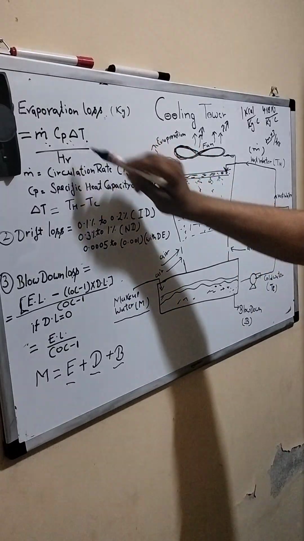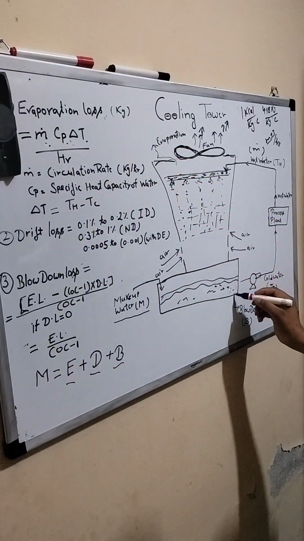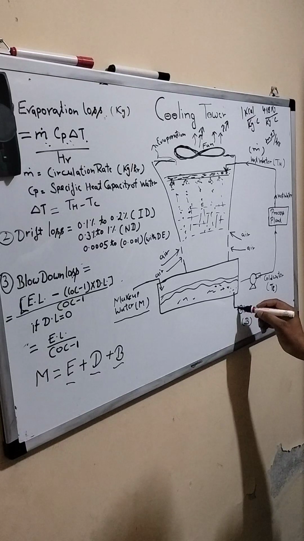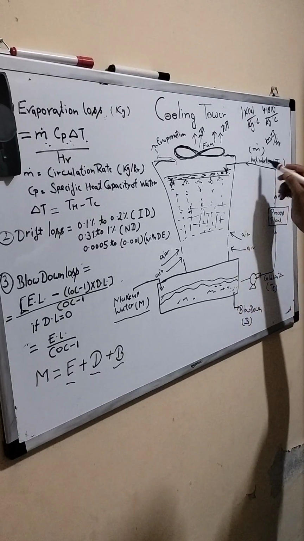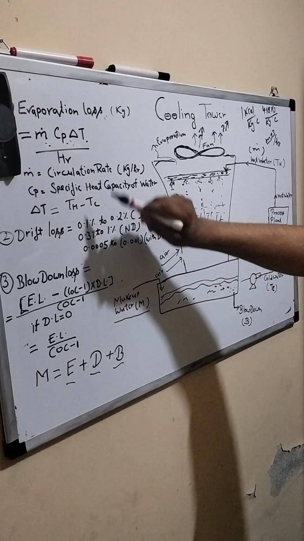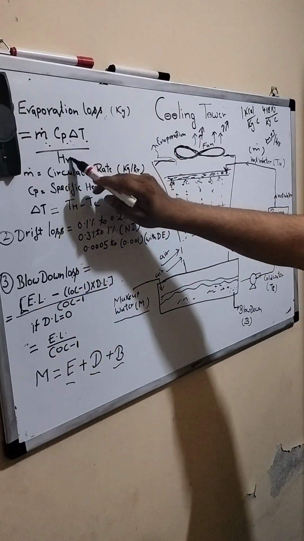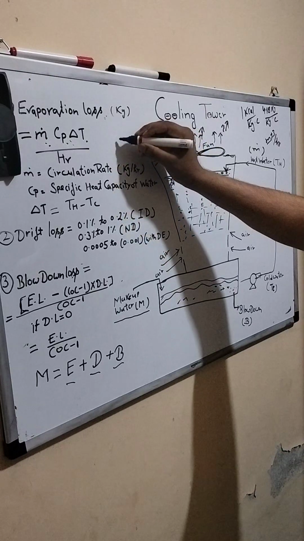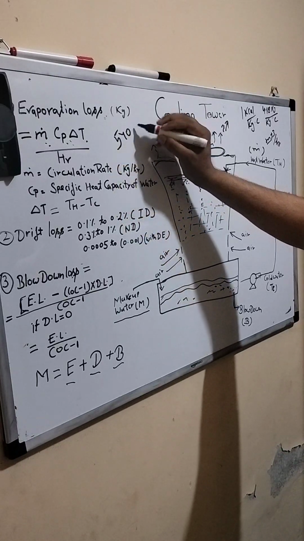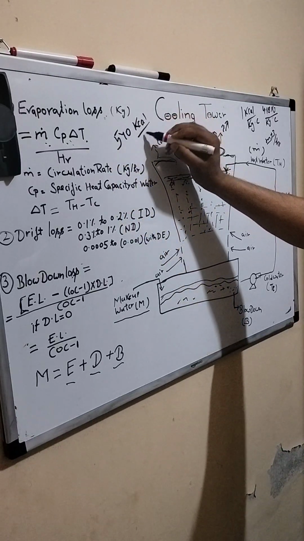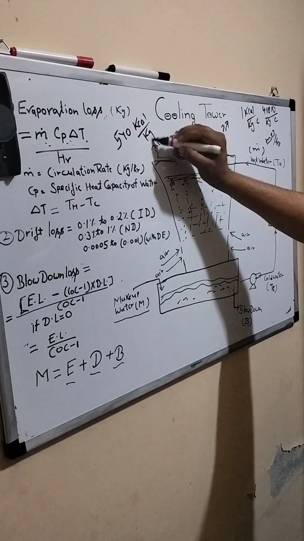What is delta T? Delta T is the temperature difference between the hot water Th and the cold water Tc, that is Th minus Tc. Divide by Hv. What is Hv? It is the heat of vaporization. Generally, the heat of vaporization is 540 kilocalorie per kg.